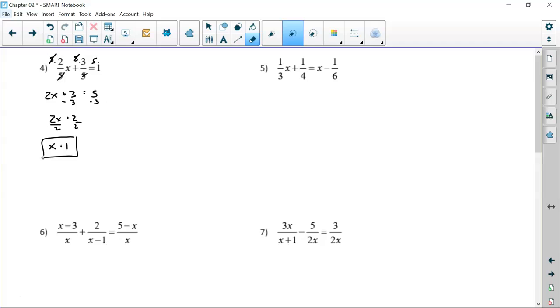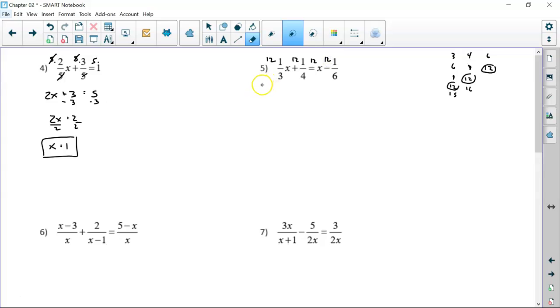Now in problem number 5, we need to multiply by the common denominator. Now that common denominator is the least common multiple. If you think about the multiples of 3: 6, 9, 12, 15. The multiples of 4: 8, 12, 16. And the multiples of 6: 12. So that common multiple, that common denominator is 12. We're going to multiply by 12 once, twice, 3 times, 4 times.